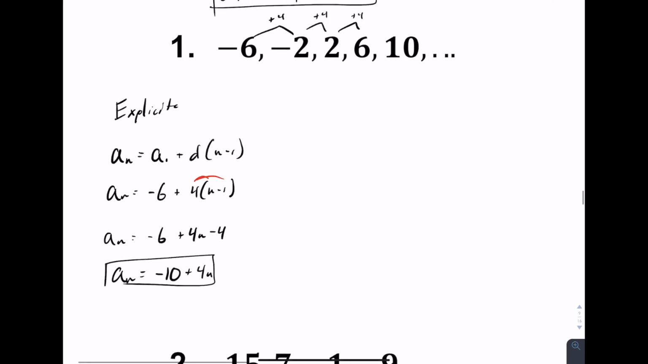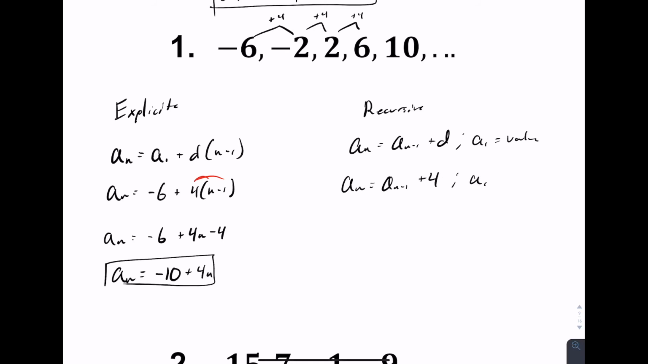Now for the recursive, remember it's an equals an minus 1 plus d, and then you got to tell me what a1 is. So it'd be an is an minus 1 plus 4, and then a1 has to equal negative 6. So hip hip hooray for recursive, that's a lot faster.